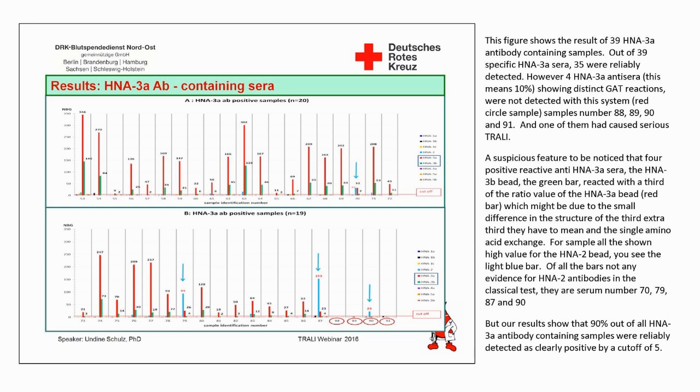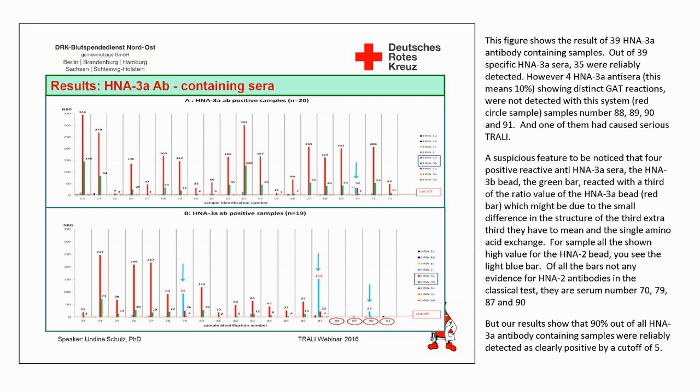As a special feature to be noted, for all positive reactive anti-HNA3A sera, the HNA3B bead, the green bars, reacted with a third of the ratio value of the HNA3A bead, red bars, which might be due to the small difference in the structure of the first extracellular domain and the single amino acid exchange.